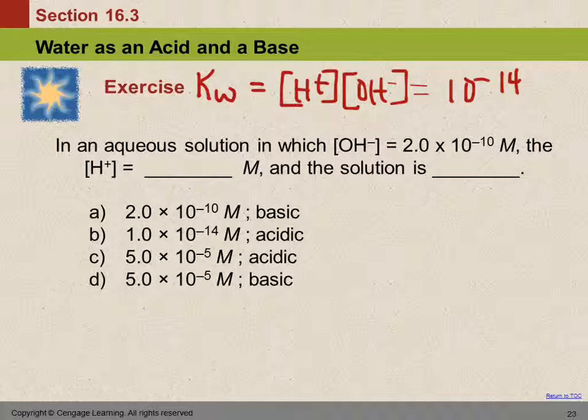Anyway. So in an aqueous solution in which the hydroxide ion concentration is 2 times 10 to the minus 10, what's the hydrogen ion concentration? Well, we have to use this equation up here. So we're going to have to do some math.